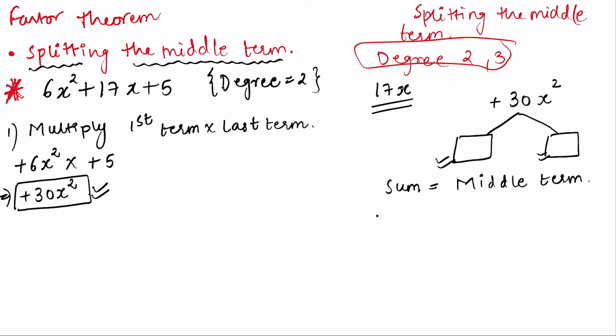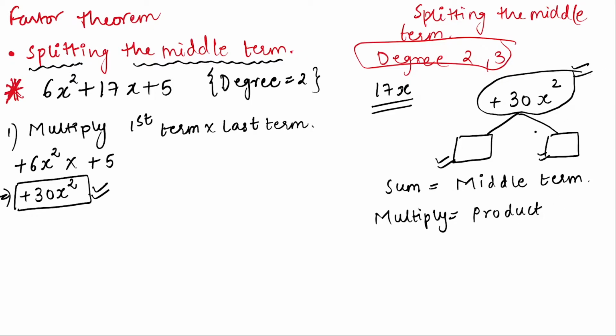But when we multiply those numbers, we should get our product. And product is here. We should get our product, which we have got here. I hope a little bit you are clear.